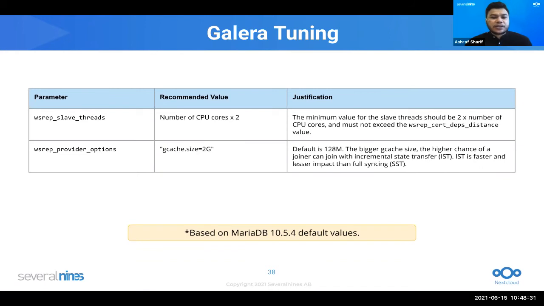The next thing is to increase the gcache size under the wsrep_provider_options. The default value is pretty low, which is 128 megabytes. If you have more disk space allocated to the MariaDB data directory, you can increase this value up to half the size of your projected database size, right? The bigger the value, the higher the chance of Galera nodes being able to join without the need for full synchronization.